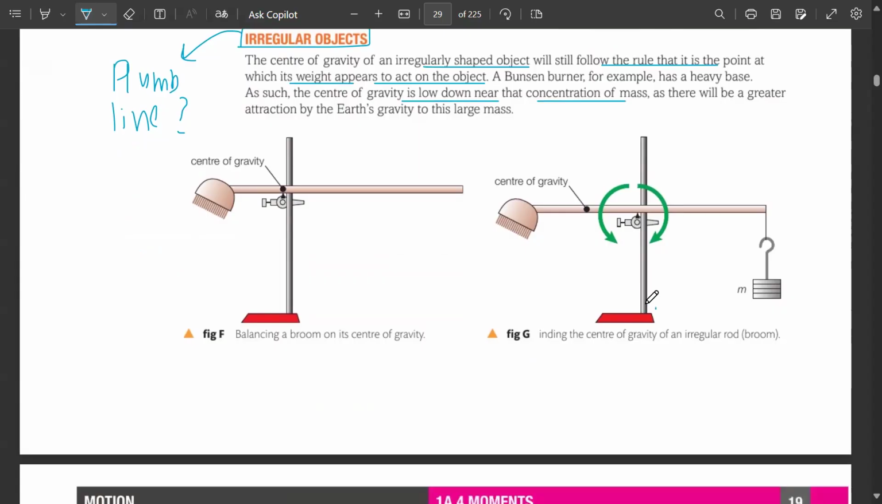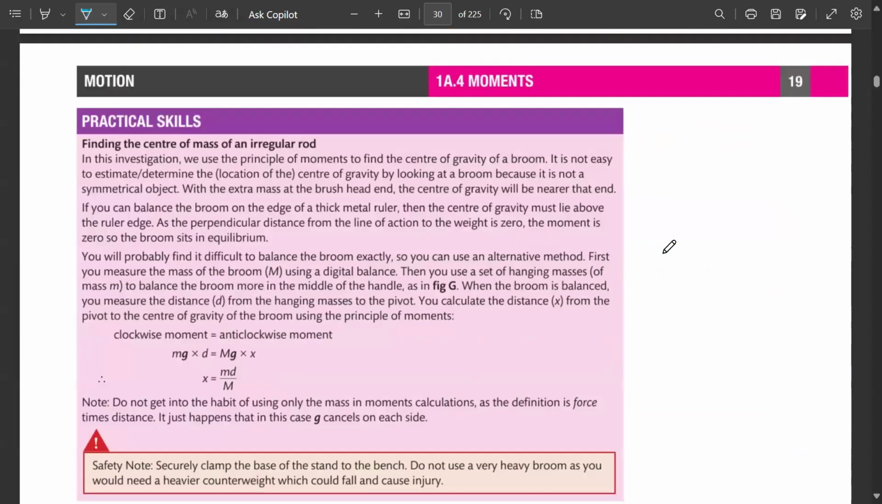Now, if you look at a Bunsen burner, you can see this base is very much concentrated with the mass. Then why is it not tipping over? Because the center of gravity is very much concentrated in the base. If it was concentrated over here, then obviously it's going to tip over. It's always going to tip over to the side where the center of mass is.